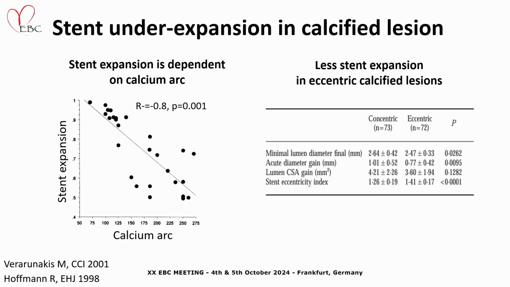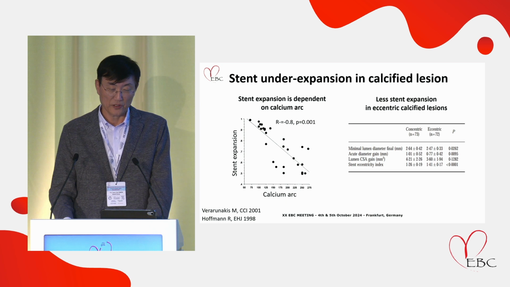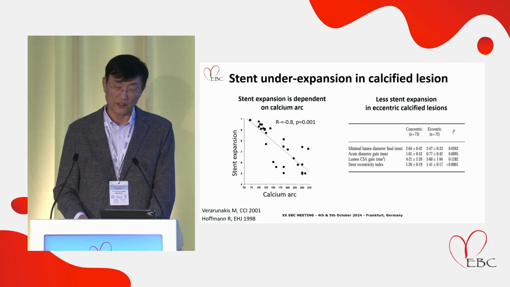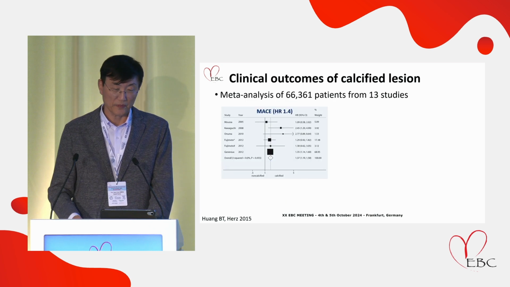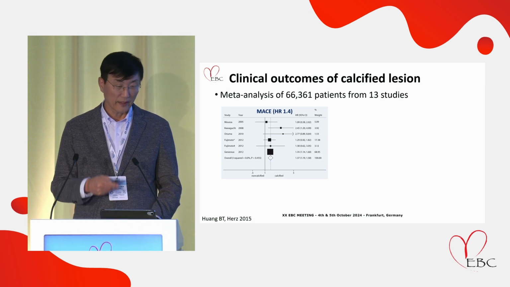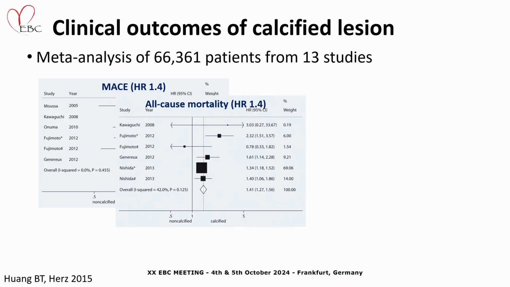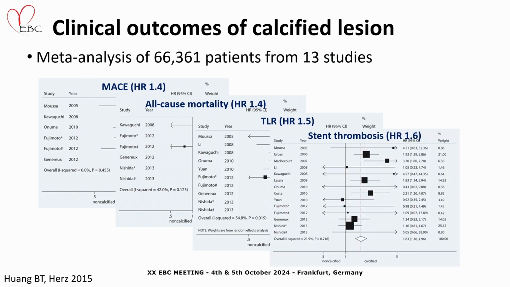Actually, stent expansion is the most challenging point of calcified lesions. This is well studied, but I would like to mention that with eccentric calcification the outcome is worse than with concentric calcification in terms of diameter gain and the stent eccentricity index. It is one of the challenging points for calcified lesions. So, what are the clinical outcomes of calcified lesions in general? They are associated with worse outcomes in terms of MACE, all-cause mortality, TLR, and stent thrombosis.